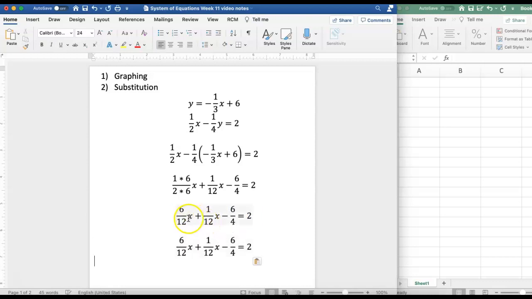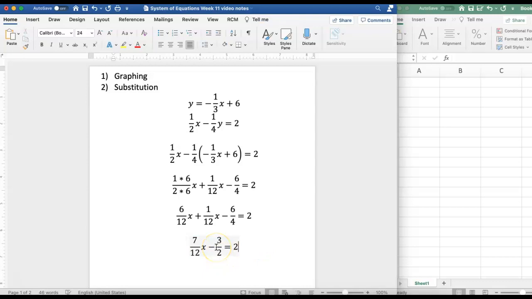When you're multiplying, you multiply the numerator times the numerator and the denominator times the denominator. When you're adding fractions, you keep the denominator and add up the numerators. So I have 7/12 times x minus 6/4 equals 2. I can simplify this by dividing both 6 and 4 by 2, which gives me 3 halves.